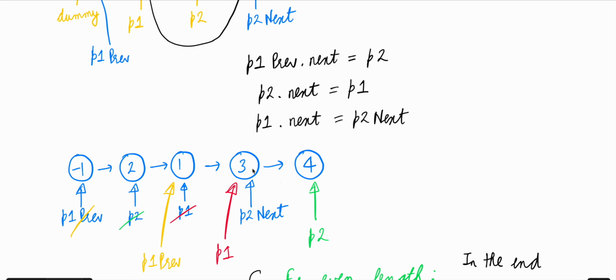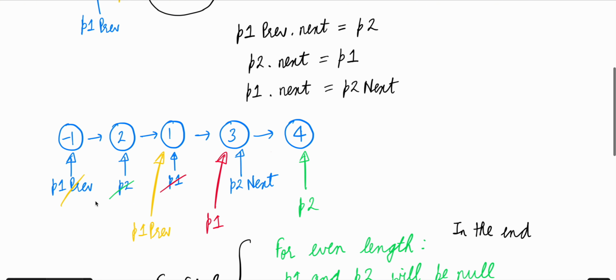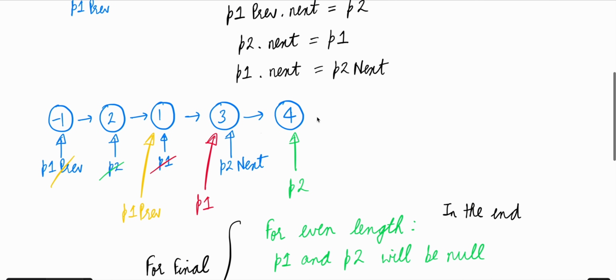So in the next iteration we have to swap nodes 3 and 4. So in the next iteration I have to update my pointers p1 and p2 and also p1 previous. So first I'm going to update p1 previous as p1. So I need to do it before updating my p1 because I don't want to lose the reference to p1. So I update my p1 previous as p1, and then I can update p1 as p2 next, and then I can update this p2 as p1 dot next, and we will keep on going till we reach last few nodes.